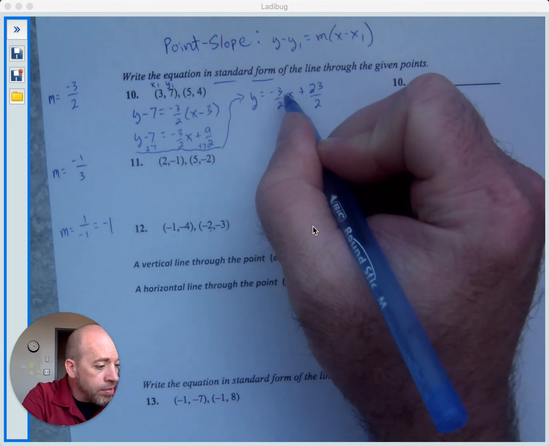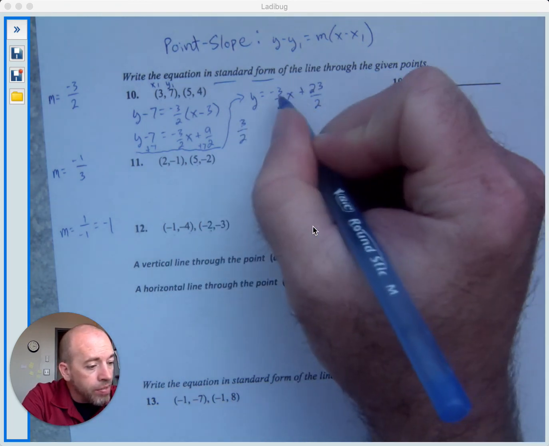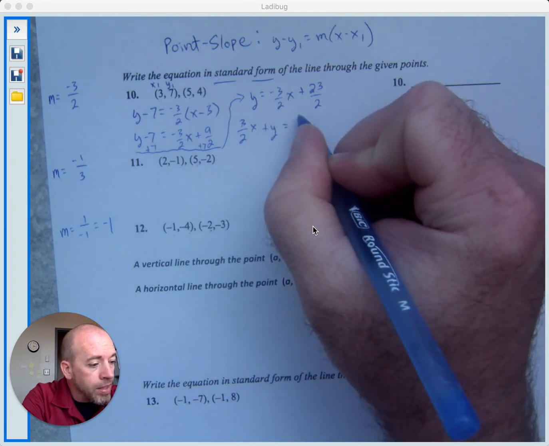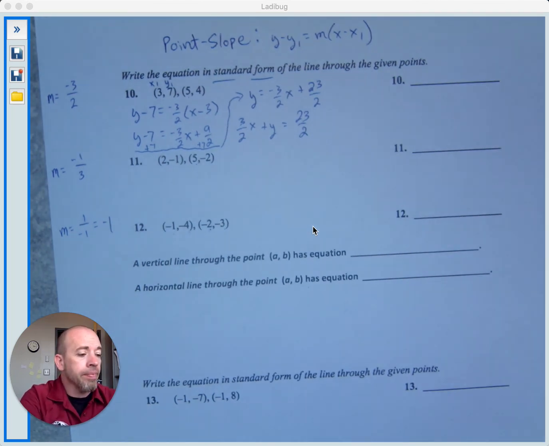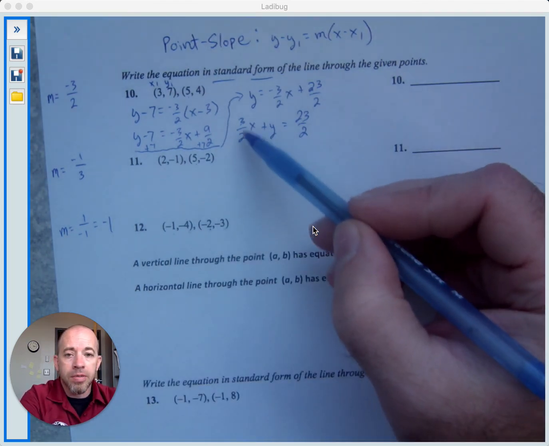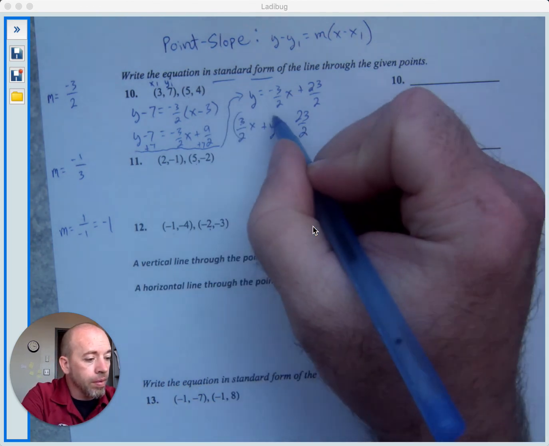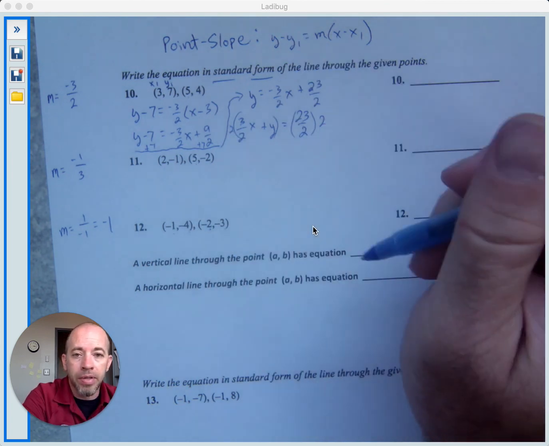I'm going to add the 3 halves x. I'm not going to write that addition, but I'm going to add 3 halves x to both sides. That gives me this right here. And then we got to clear the fractions. Since this coefficient of x is positive, we can just multiply everything by 2. 2 is the only denominator there, so we multiply everything by 2.